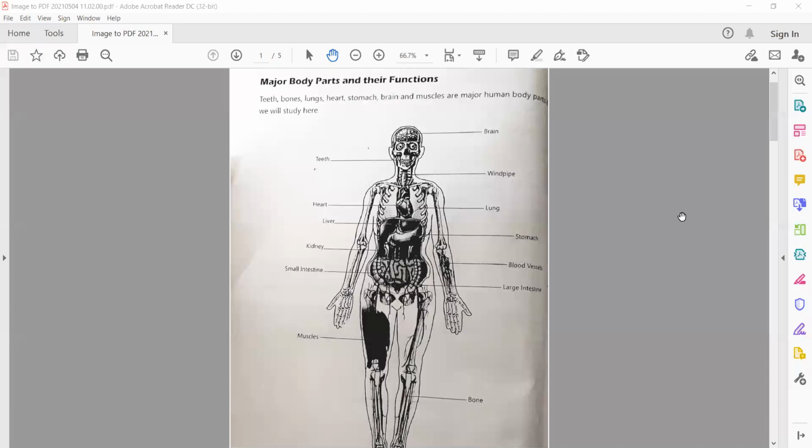The brain is present in the skull. The brain is also called the central control system because it controls all the activities of your body, all the systems of the body. That's why the brain is called the central control system, or the boss of your body, because it controls all the activities of your body.